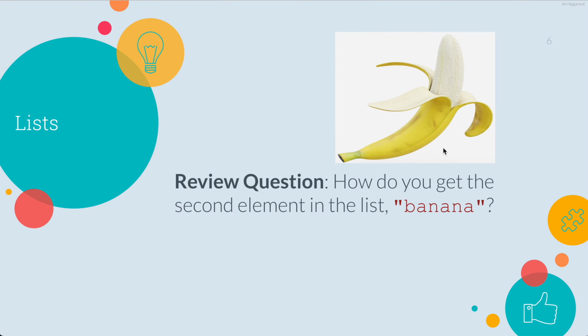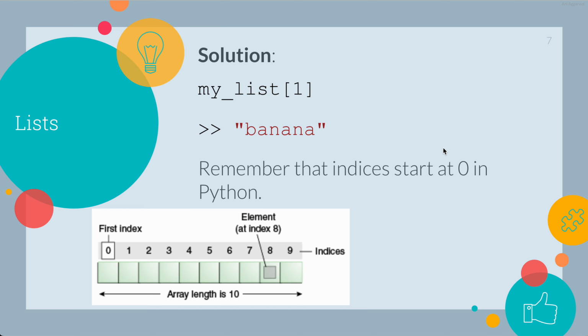Here's another review question. How do you get the second element in the list, which was, as you remember, banana? The solution to this is to use mylist open bracket 1 close bracket. This returns the string banana. Remember that indices start at 0 in Python, so apple is at the 0th index, while banana is at the first index.